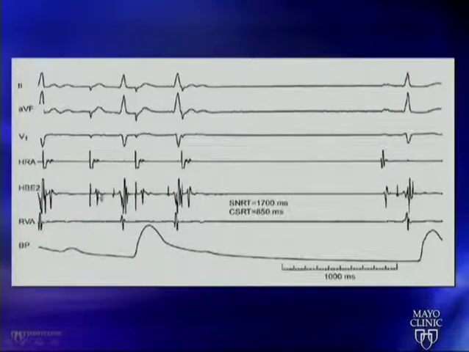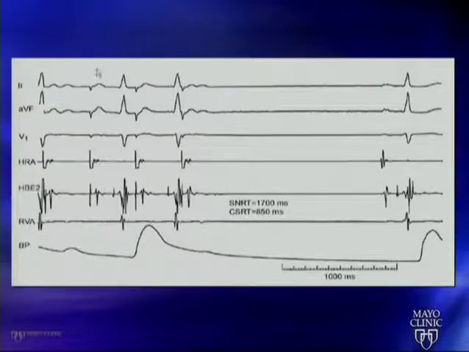Here you pace, you make it to the A, then you make it to the His and the V. Now A, make it to the His, make it to the V. So delay is in the AV node. Make it to the A. You capture the A, but no His. So something we saw a few slides ago, suprahisian block.